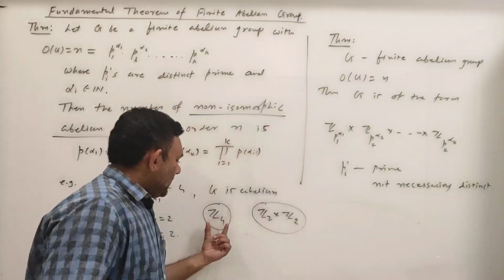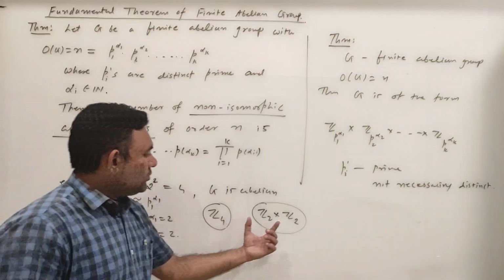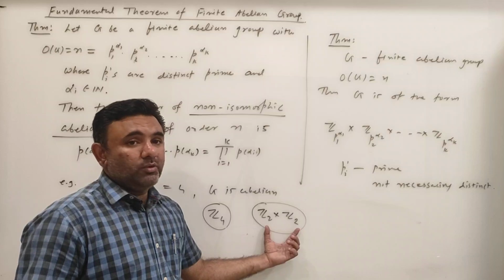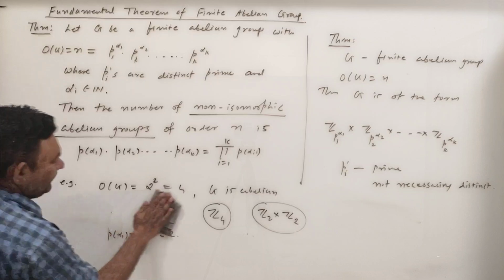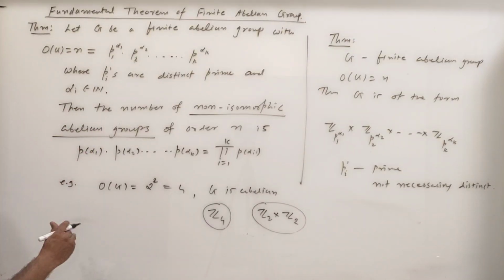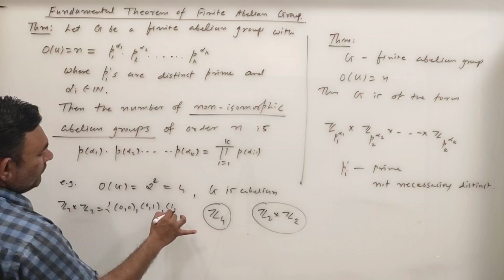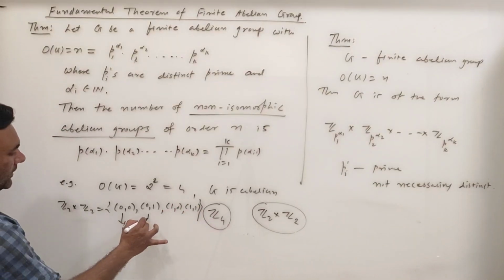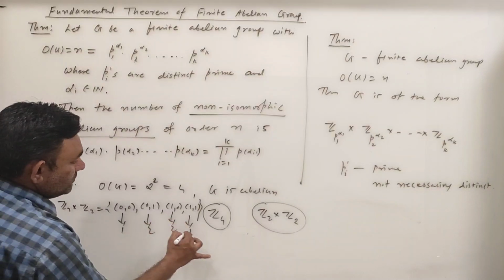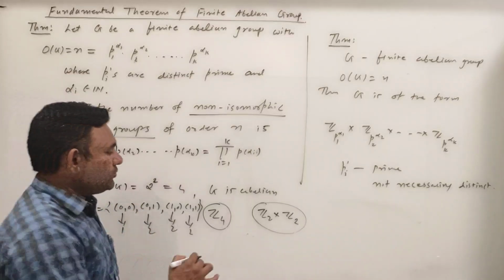See, Z4 has one element of order 2 and elements of order 4, but Z2 cross Z2 has no element of order 4. Z2 cross Z2 कैसा रहेगा? Z2 cross Z2 is of the form (0,0), (0,1), (1,0) and (1,1). This is Z2. तो इसका ऑर्डर 1 है, इसका ऑर्डर 2, इसका ऑर्डर 2 and इसका ऑर्डर 2. So there is no element of order 4, but in Z4 there is an element of order 4. So these two are not isomorphic.